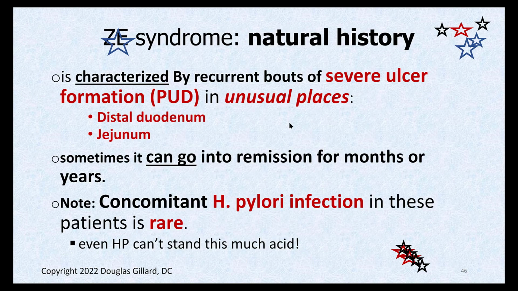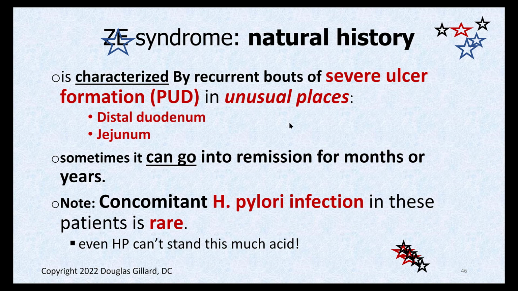What's the natural history? Well, these people we saw the symptoms, but they can get severe ulcers in places that are difficult to treat. They can get them even in the jejunum, more distal than where they usually show up in the duodenum, but they can show up in the distal duodenum or even the jejunum. Sometimes they go into remission for strange reasons we don't understand.